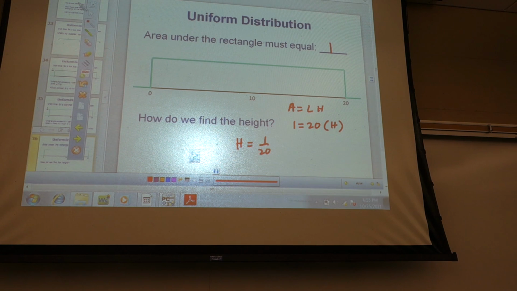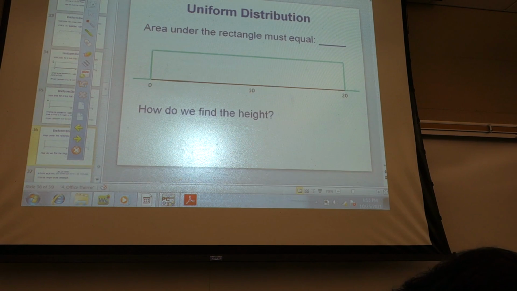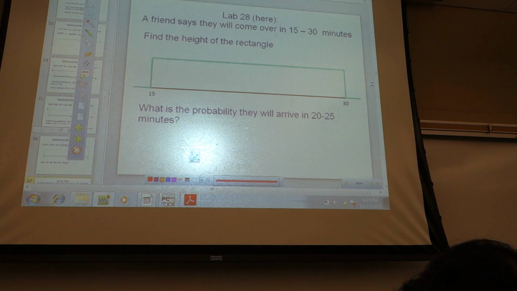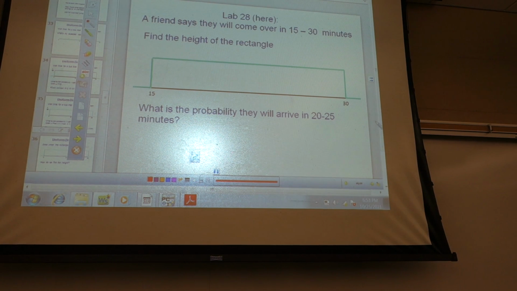Can I see your sheet, please? All right, so you folks have a problem below that, which is a friend says they'll come over in 15 to 30 minutes. So the very next problem down in your sheet. Find the height of this rectangle. How high is it? And what's the probability they'll arrive in 20 to 25 minutes?